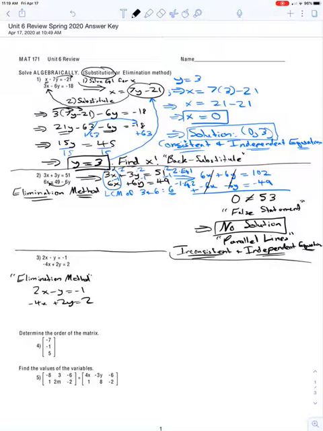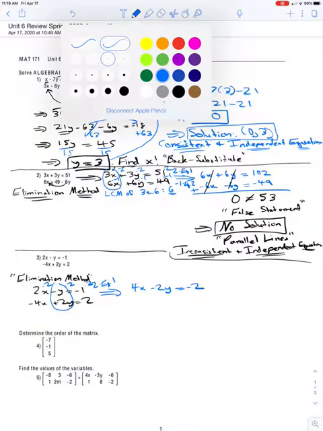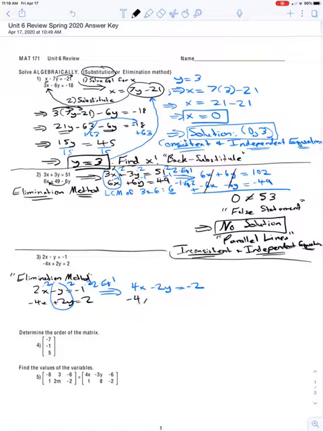The nice thing about this system is it's already in standard form. All the terms are already lined up nicely. But if not, we want to rearrange them and line them up. Eliminating y, we need to multiply equation 1 by 2. We know that 2 times -y will give me the opposite -2y term we're looking for. So let's go ahead and do that. As we multiply both sides of the equation by 2, we get 4x minus 2y equals -2. And our second equation, which I hadn't done anything to, is -4x plus 2y equals 2.